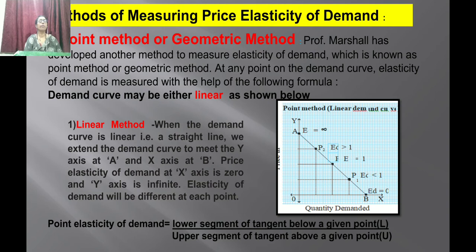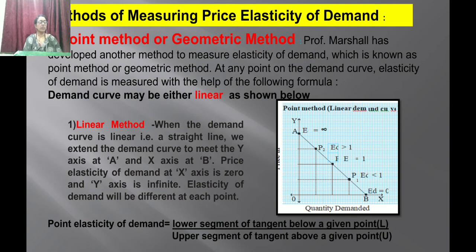Now PB is the, what formula have we given? Lower segment of the tangent below the given point. So if P is the point, what is the lower segment? The lower segment is PB, P to B, and the upper segment is P to A.